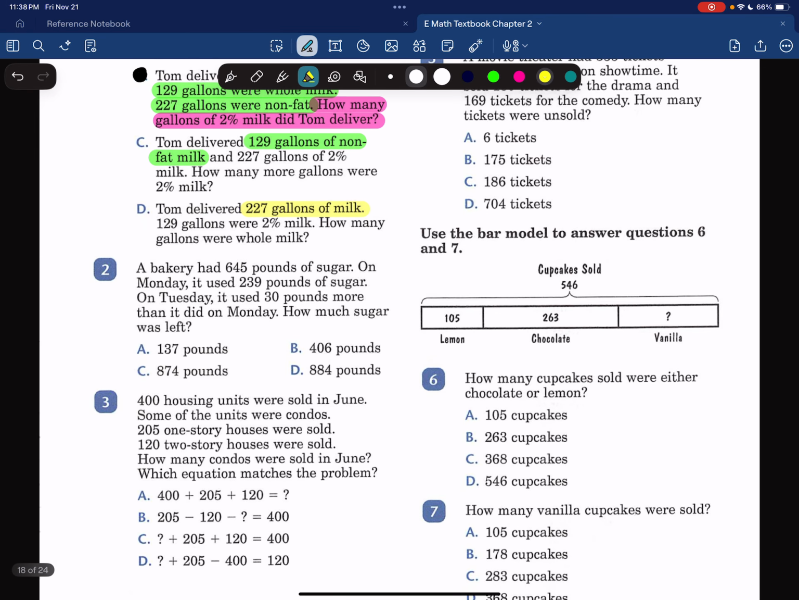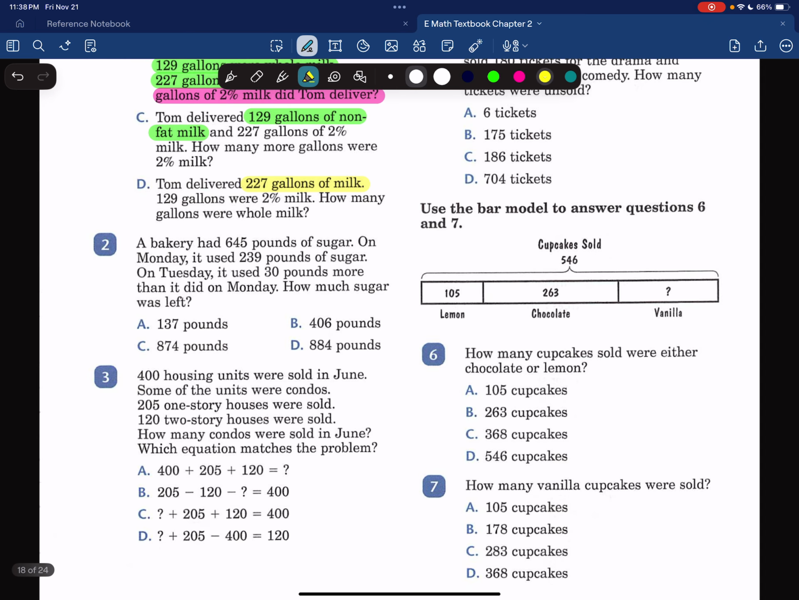Number 2. A bakery had 645 pounds of sugar. On Monday, it used 239 pounds of sugar. On Tuesday, it used 30 pounds more than it did on Monday. How much sugar was left?